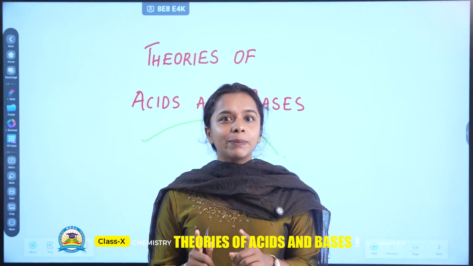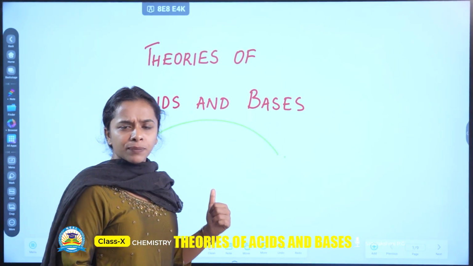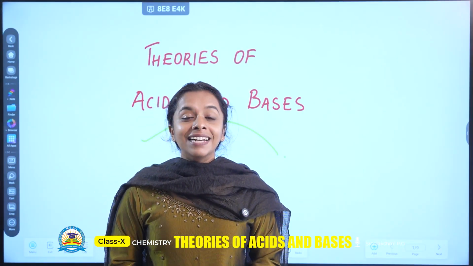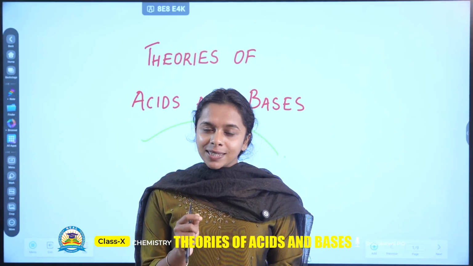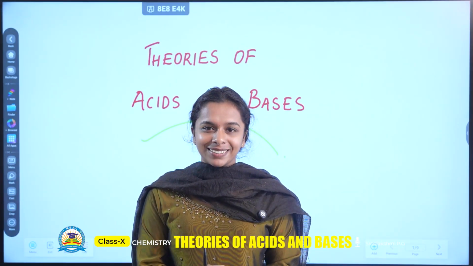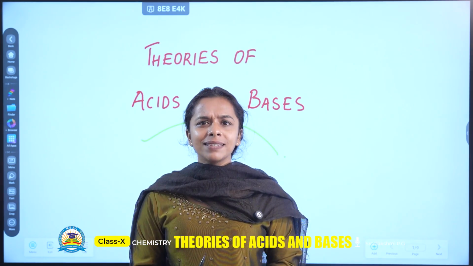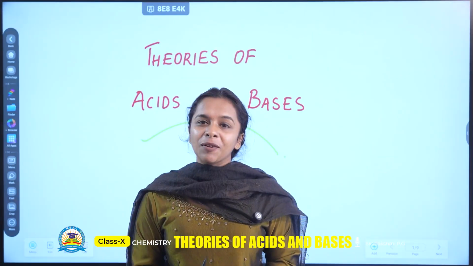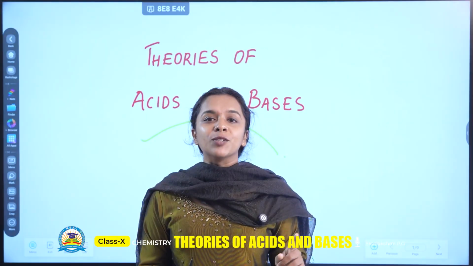So in today's session, we will be discussing the theories of acids and bases. Okay, so first we have discussed acids and bases. What are acids? Yes, acids are substances that produce H+ ions when dissolved in water. And acids can turn blue litmus red. And also, they have what? Sour taste. And what about bases? Yes, bases produce OH- ions when dissolved in water. They have a bitter taste and also turn red litmus blue.